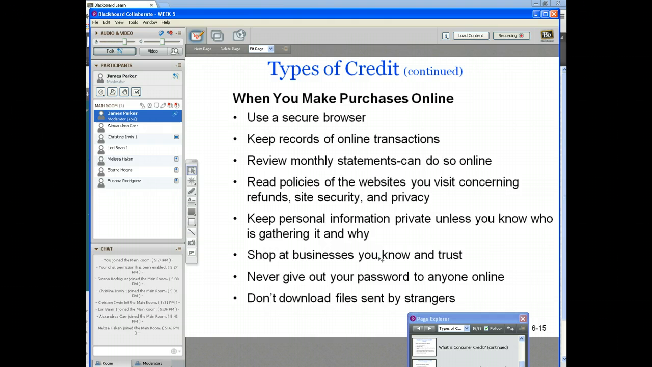But again, keeping your information safe and sometimes using something like PayPal is a good idea. Don't download, obviously not.